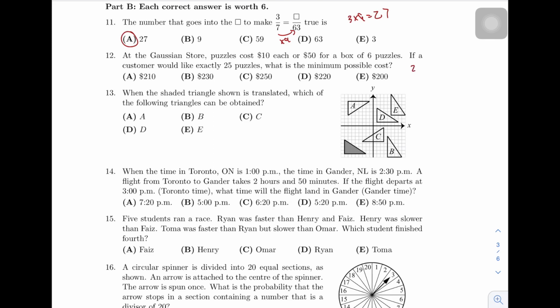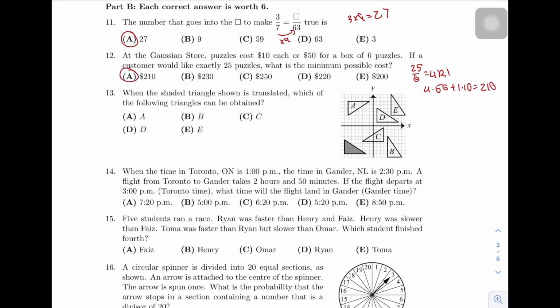So 25 divided by 6 equals 4, remainder 1. So 4 times 50, because you have 4 bundles of 6 puzzles, each bundle costing $50, plus 1 times 10, which would equal $210. Therefore, A is the correct answer.